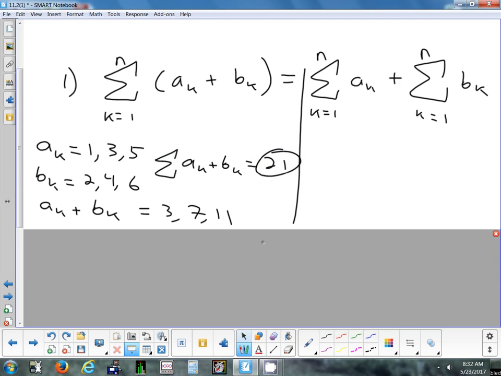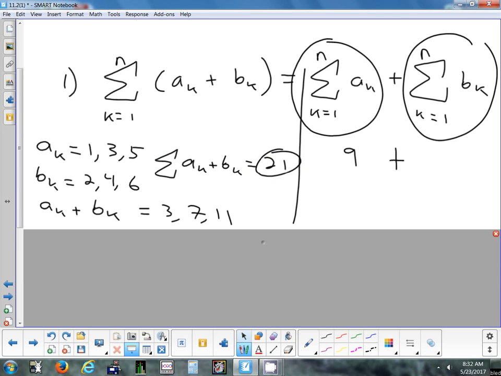Okay, let's do it the way on the right. This way says take sequence A and add everything up in sequence A first. What's 1 plus 3 plus 5? 9. Plus, now add up everything in sequence B. What's 2 plus 4 plus 6? 12. And what's 9 plus 12? So no matter which way you do it, you get the same answer. Okay. Any questions on that?